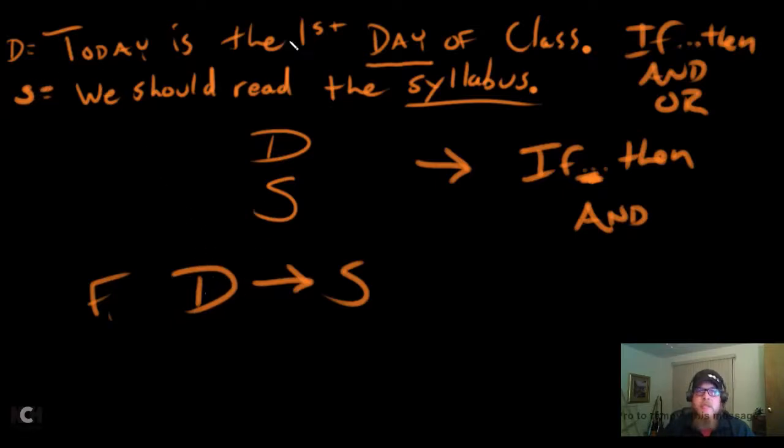Well, D stands for this: today is the first day of class. S stands for we should read the syllabus. And the arrow means that this is an if-then statement. Whatever follows if goes on the left side of the arrow, whatever follows then goes on the right side. So what does this say if I were to read it back into English? This says, if today is the first day of class, then we should read the syllabus. That's all this says. Okay?